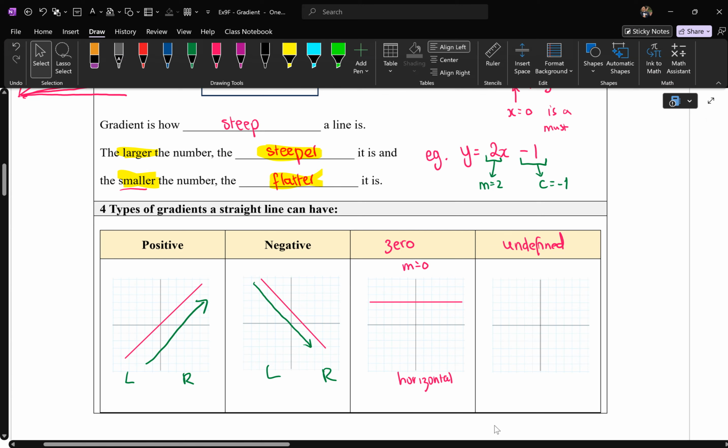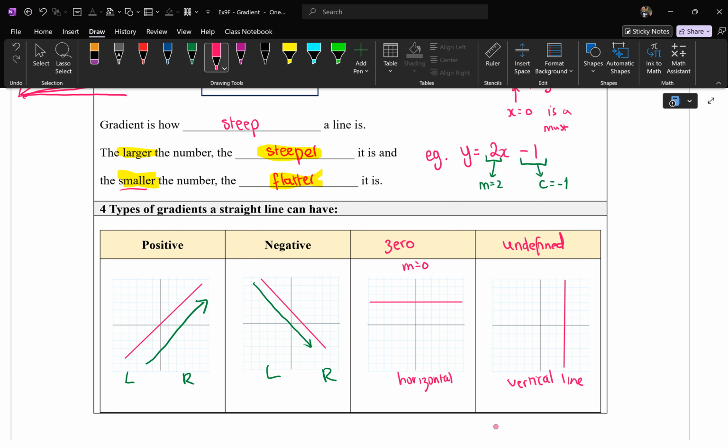So if you've got a horizontal line, well, then the next one has to be a vertical line. This one's a bit different, so I'll explain it more in the next exercise, and this is what the Year 9s need to get their heads around.